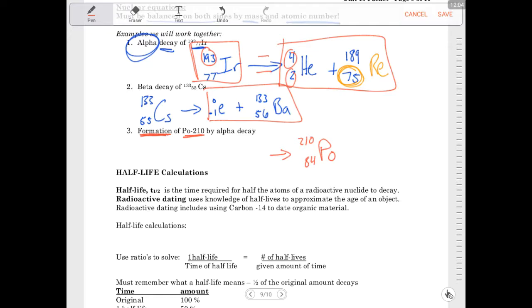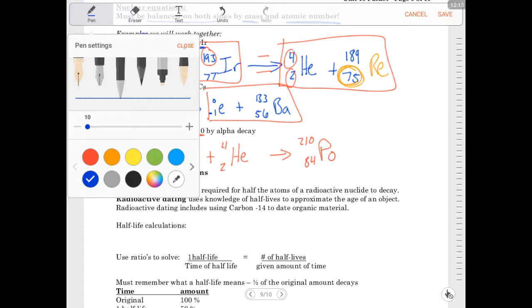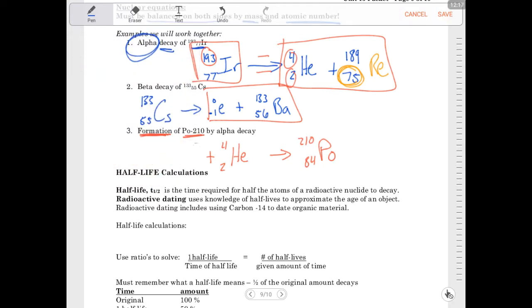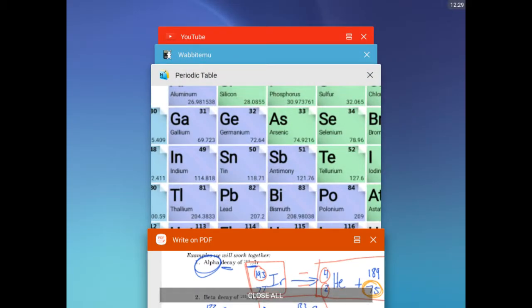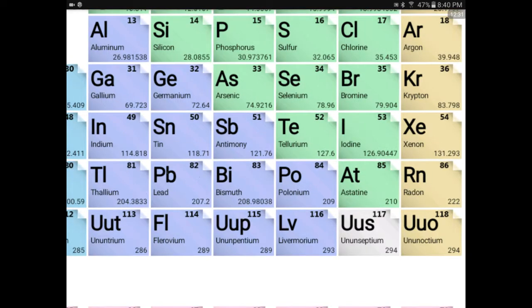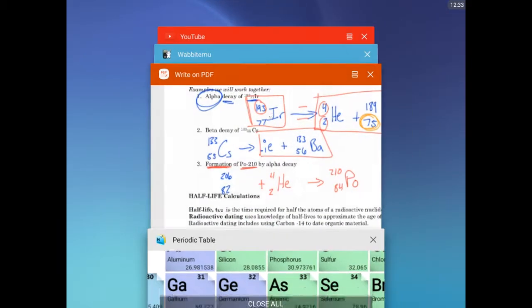Well, we know that we're using alpha decay, so alpha is a helium nucleus. It's got a 4 at top, it's got a 2 right here. So now we're working backwards. What plus 4 equals 210? Or 210 minus 4 is going to be 206, our new mass. And then what plus 2 is 84? Well, that's going to be 82. So again, go to the periodic table, figure out what 82 is. That's going to be lead, which is right here.